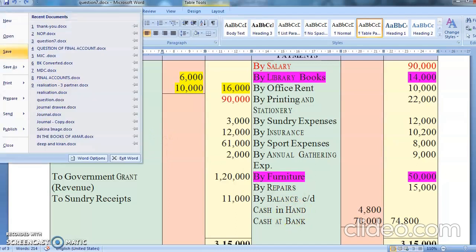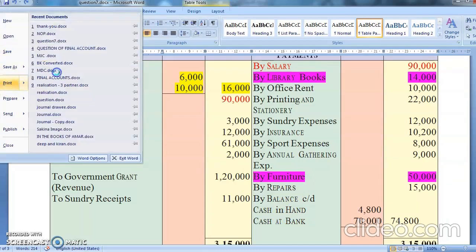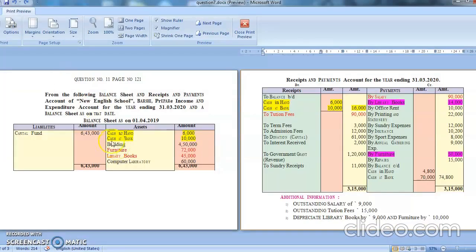Now see students, what happens when the problem gives you two things, that is, a balance sheet and a receipt and payment account. Now can you see this? Cash in hand 6,000, cash at bank 10,000. Cash in hand, cash at bank. See, in both places the entries have been done, so there will not be any recording. So the yellow part we are not recording anywhere, all other things we are recording.